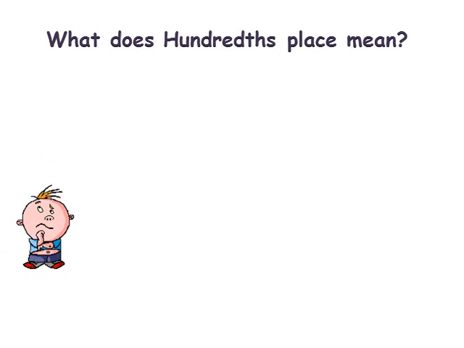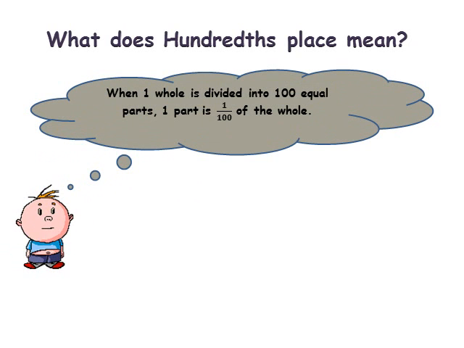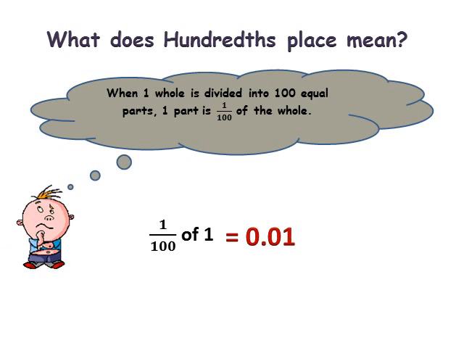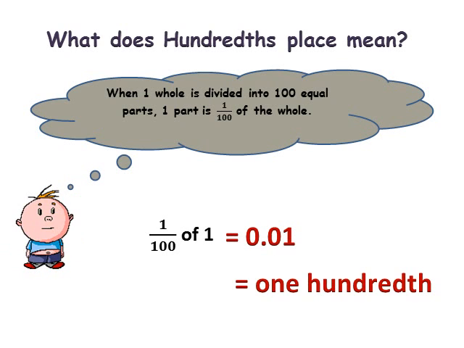Alright, so what does hundredths place mean? Okay, right, when one whole is divided into 100 equal parts, one part is 1/100th of the whole. Okay, so 1/100th of 1, that's equal to 0.01 or 1/100th.